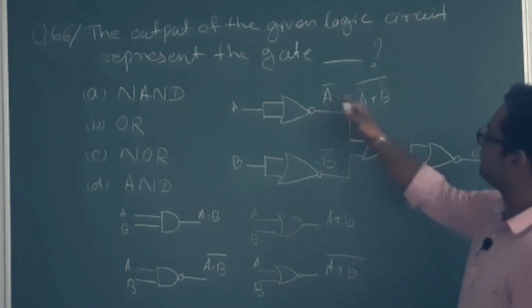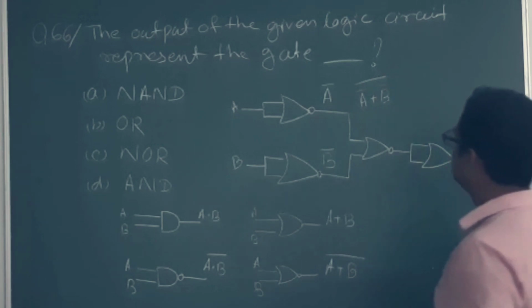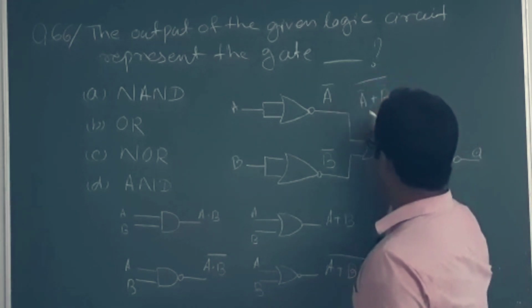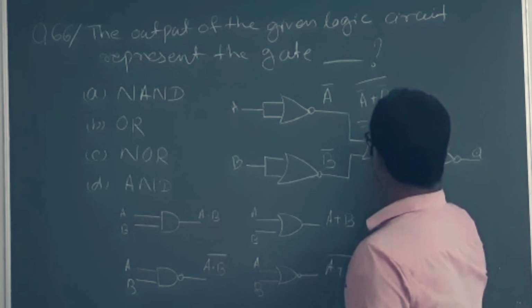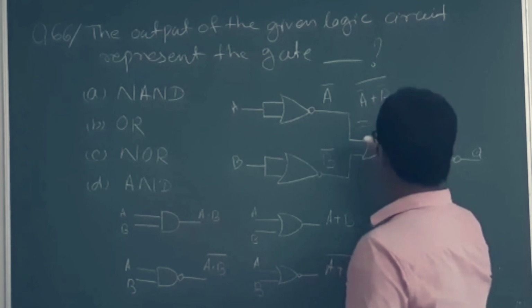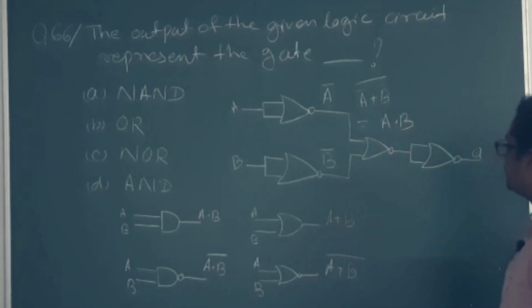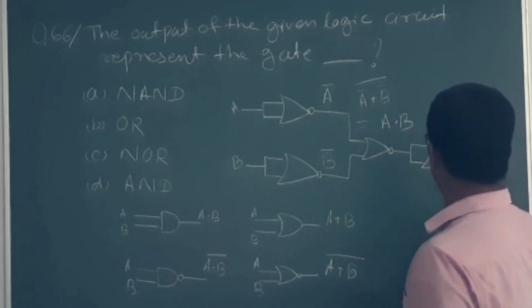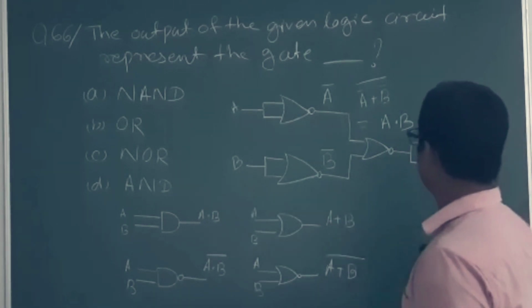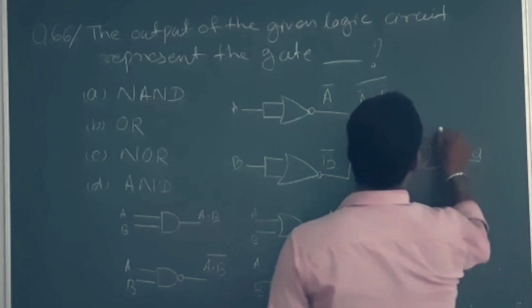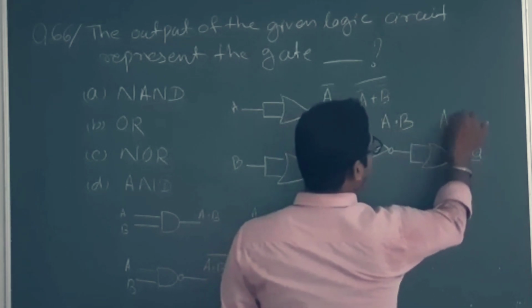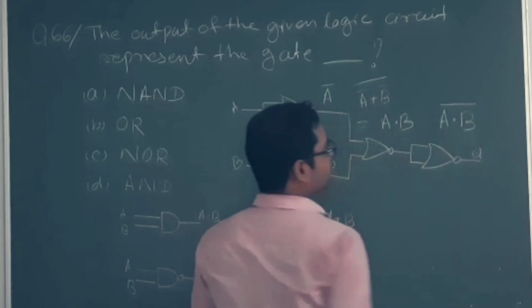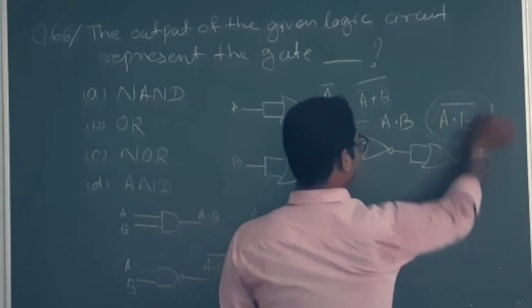Okay, these two are input and this is your output of the gate. Then if you solve this one, you will find out this is A dot B. Okay, now if you solve this gate, the value here will be A dot B whole bar. Okay, so this is your final output.